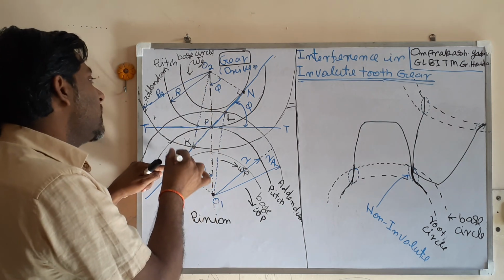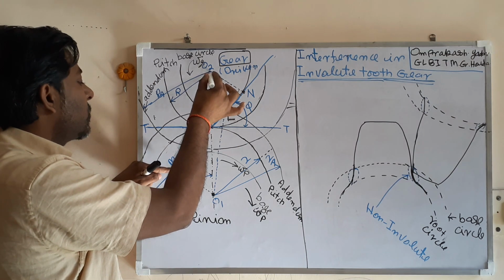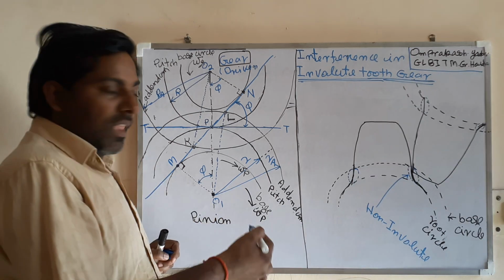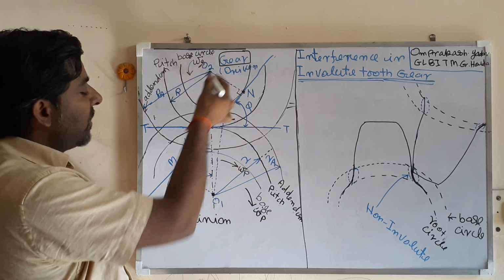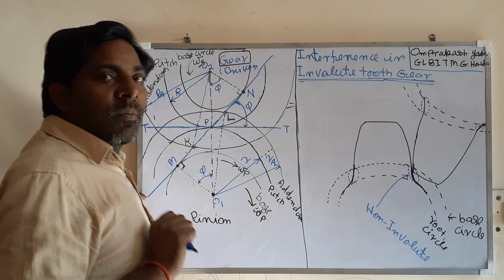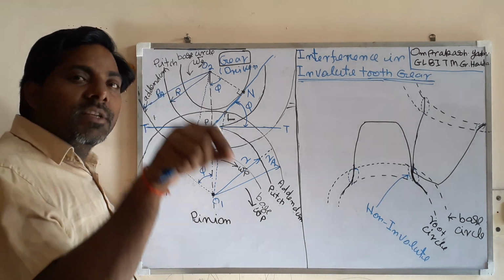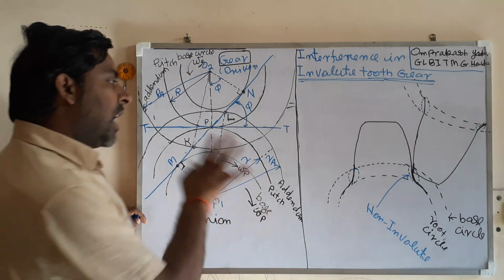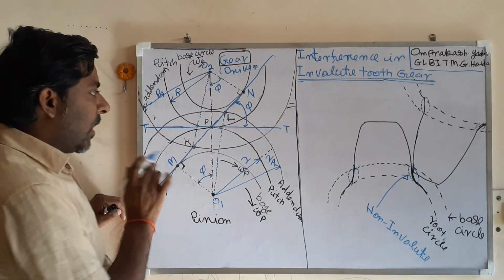So up to the radius O2M, there is no problem. But if you increase the addendum circle radius of the gear beyond this point M, then there will be interference. Why will there be interference? Because the tip will enter into the non-involute flank portion of the pinion. I will explain from this. So up to the point M there is no problem.